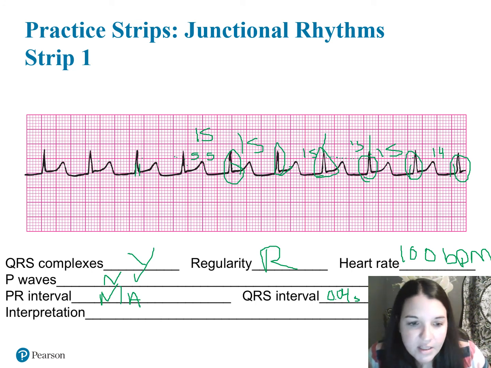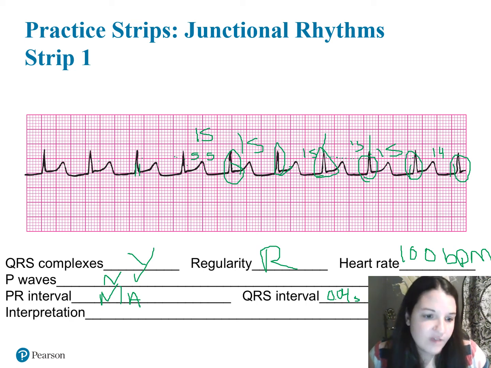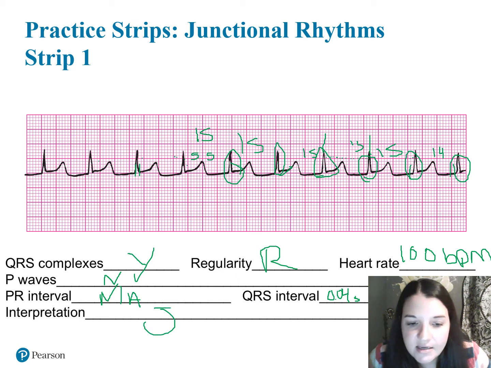I am regular. I have QRSs. I can't tell my P waves or my PR interval, but my QRS is normal. I am going to assume that this is a junctional tachycardia.